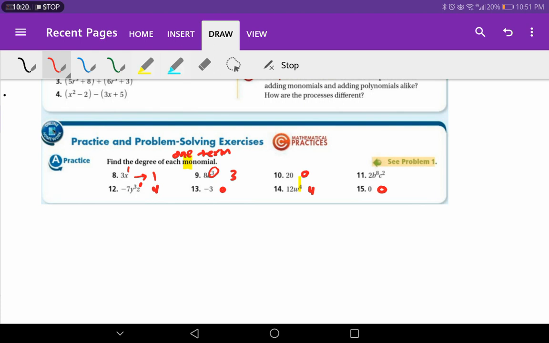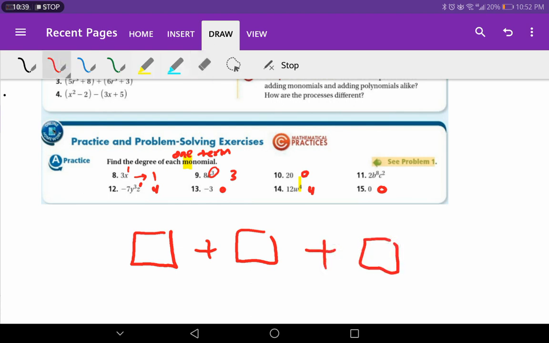And you know that if the polynomial holds one term, we call it a monomial. If it holds two terms, we call it a binomial. And if it holds three terms, okay, three terms, that means trinomial.